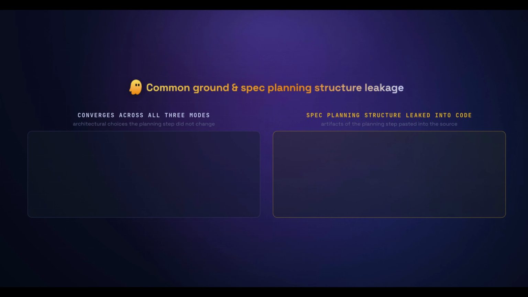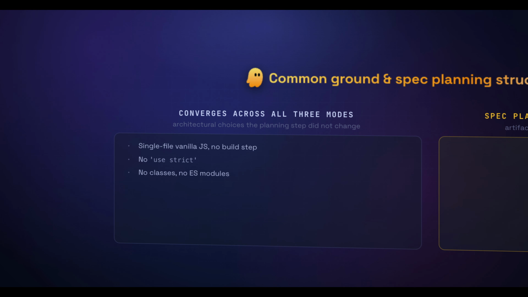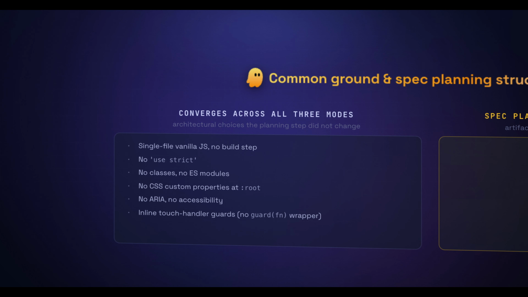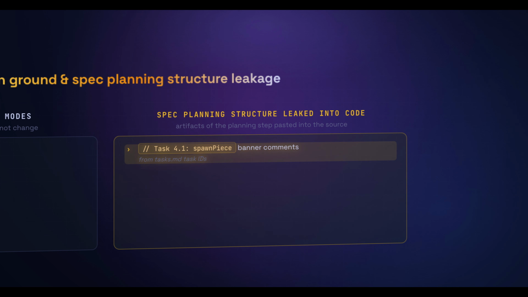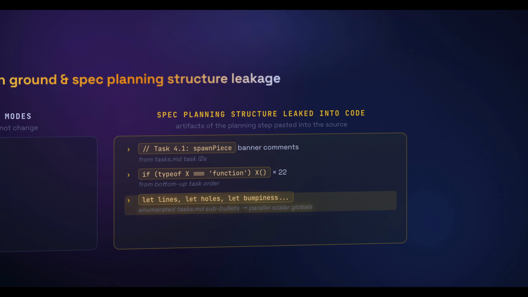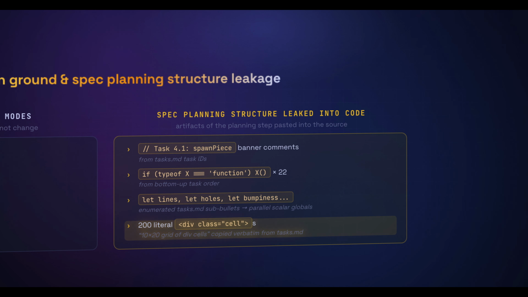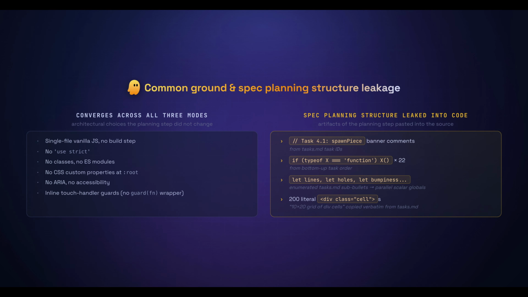Worth noting what didn't change across the 3 modes. None use strict mode, none declared CSS custom properties, none reached for classes or ES modules, none addressed accessibility. All 3 are single-file vanilla JavaScript artifacts with the same rough architectural shape. The mode switch didn't induce structurally different choices. What changed was how much of the planning pipeline's own structure leaked into the code. Task IDs, scalar enumerations, defensive guards, literal grids.